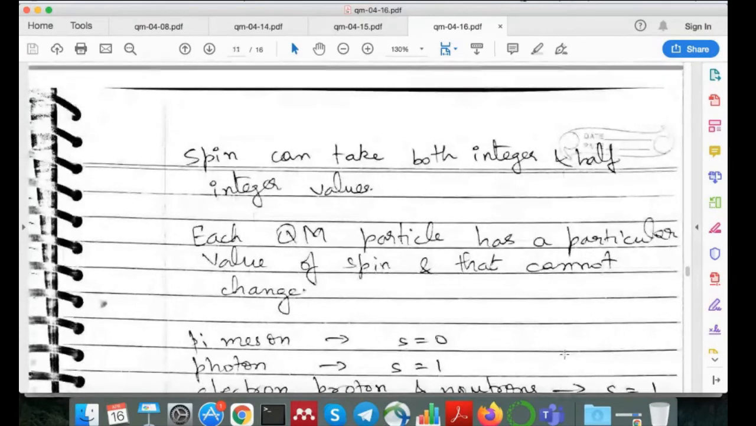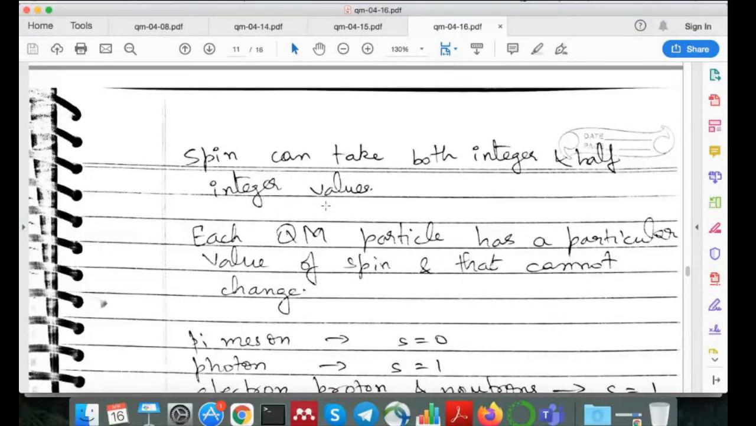Now what are the values that spin can take? For example, in the orbital angular momentum case, L could take only positive integer values: 0, 1, 2, 3, etc. In the case of spin, it can take both integer and half integer values. They have to be positive, but it can take both integer and half integer. So it can take values like 0, 1/2, 1, 3/2, 2, 5/2, and so on. Those are the kind of values that spin can take.